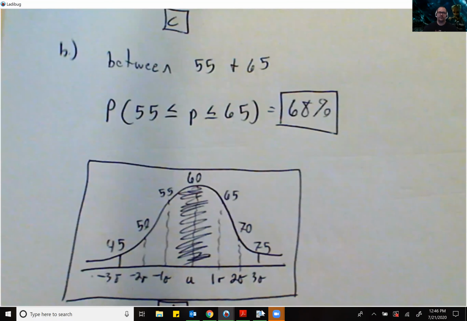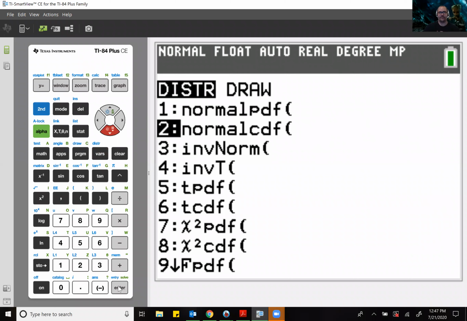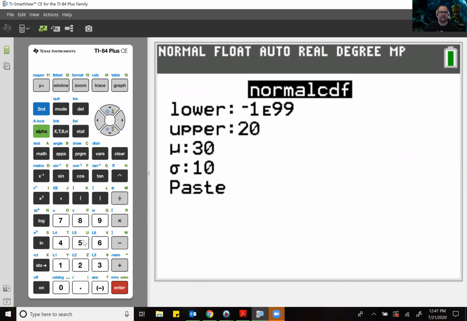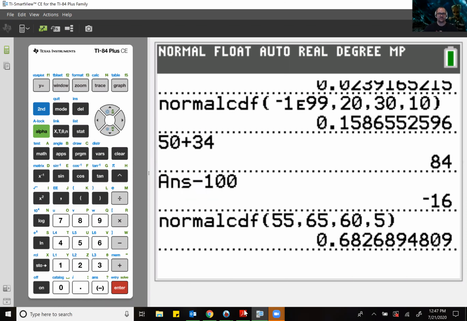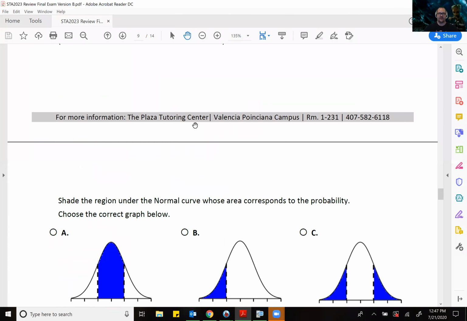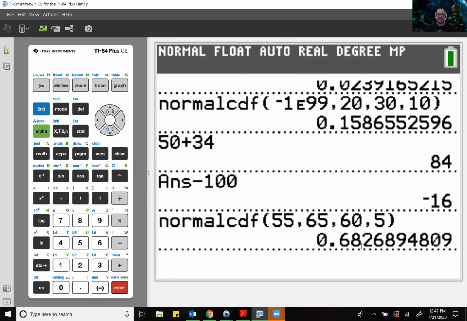Okay. But if we use our calculators again, just to show you, you go to 2nd VARS, normal CDF. Again, we're between, so we're going to put 55 as my lower, 65 as the upper, and you'll have 60 and 5. Paste it. Look at that, there's a decimal. And what does this say? It says round to the nearest whole number. So if you round this to the nearest whole number, you'll get 68, which is what we said.